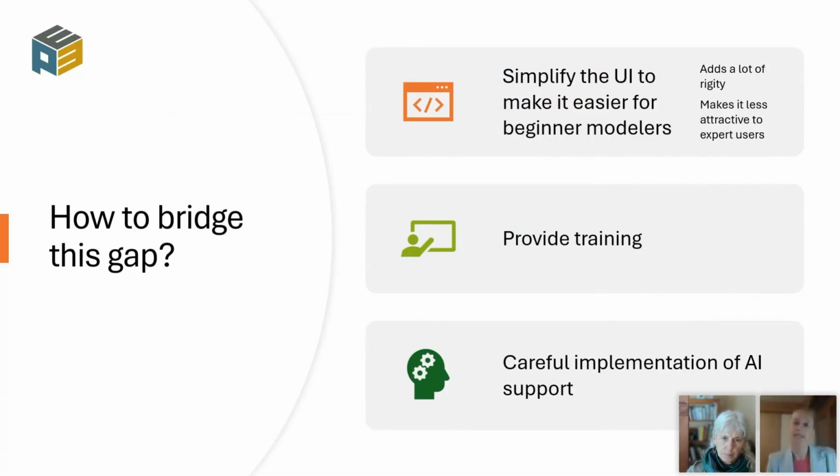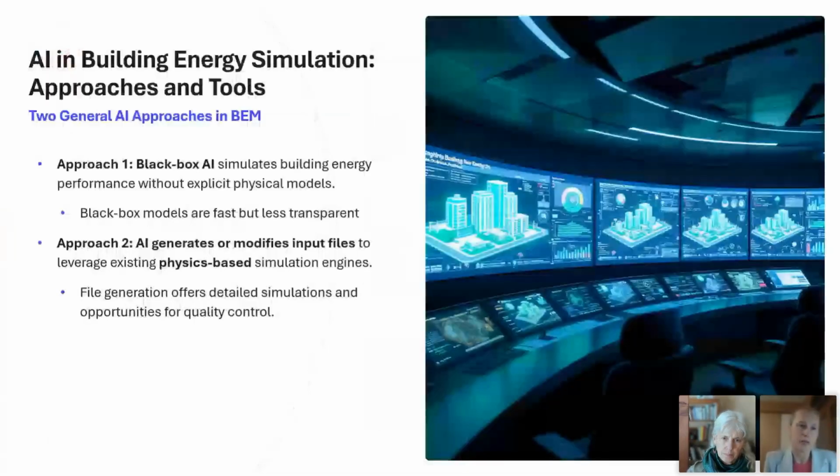So let's take a step back away from EP3 for a moment and just discuss AI in building energy simulation in general. There are two AI approaches. We have our black box models. Those are data-driven models. They simulate building energy performance without explicit physical models. They can be very, very fast, but they're less transparent.